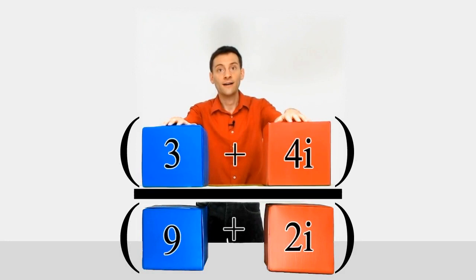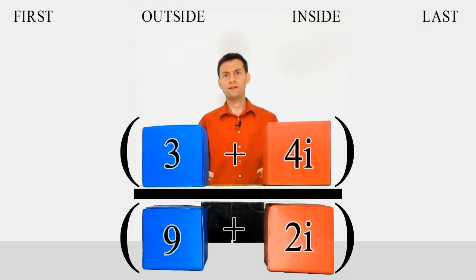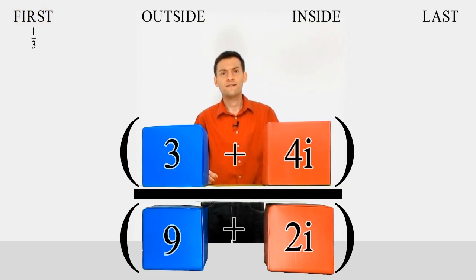Now let's try to divide 3 plus 4i by 9 plus 2i. How about if we use the FOIL method to divide the numbers? Well, this time we really hit a problem. Look what happens. Dividing the two first terms in the brackets, 3 divided by 9, is no problem, as that simply gives us a third. No, it's the outside terms that are the difficult ones, as look what happens to the i.